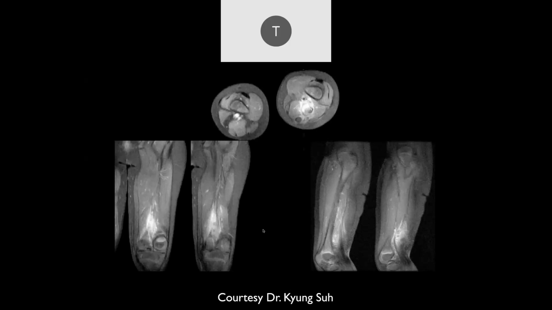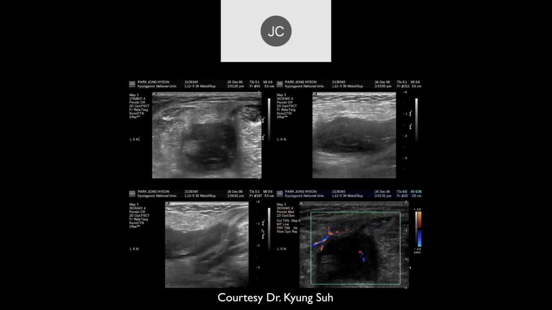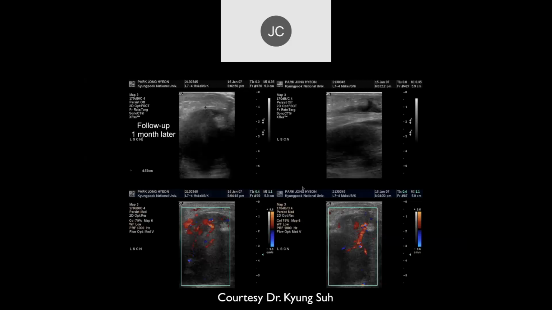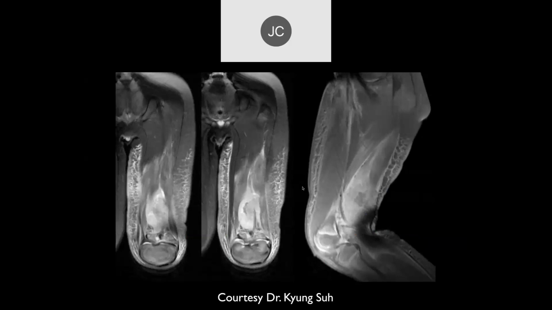So at this point, it sounds like an infection or some sort of inflammatory thing, right? On ultrasound, sure, a little bit of vascularity, edema in the muscles, but not a whole lot. No real through transmission, but yeah, some vascularity.